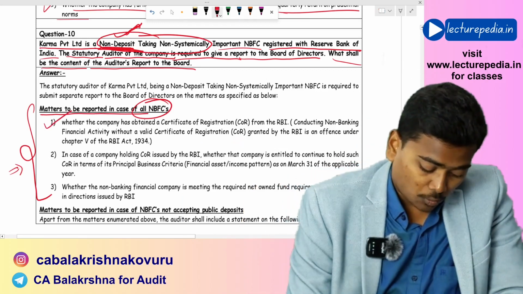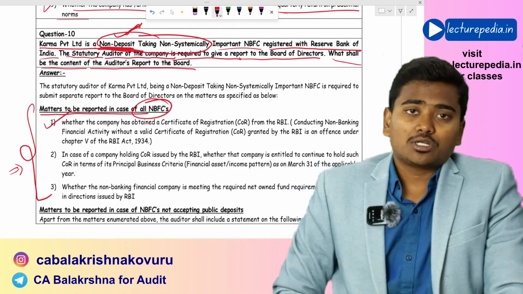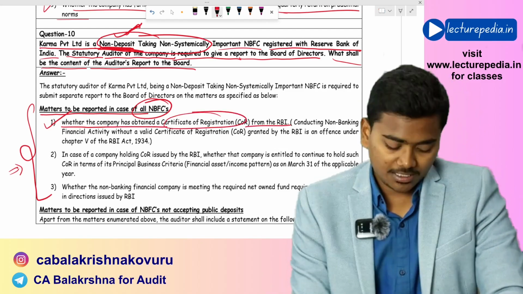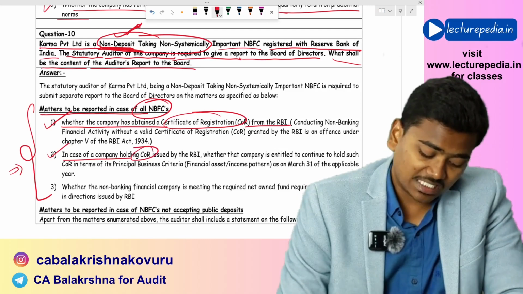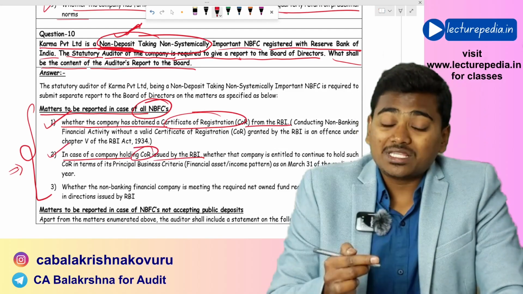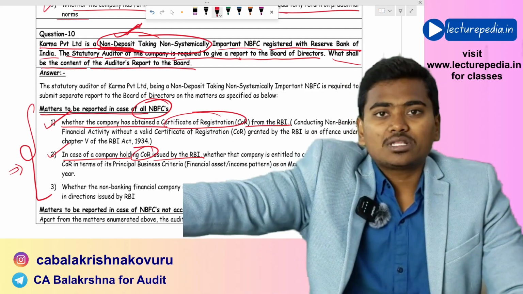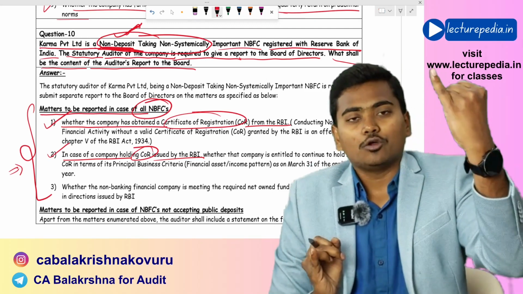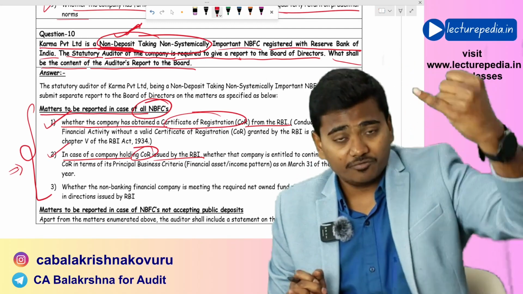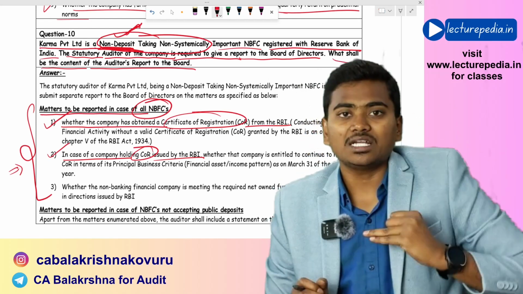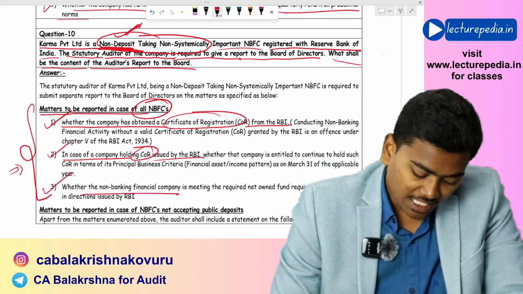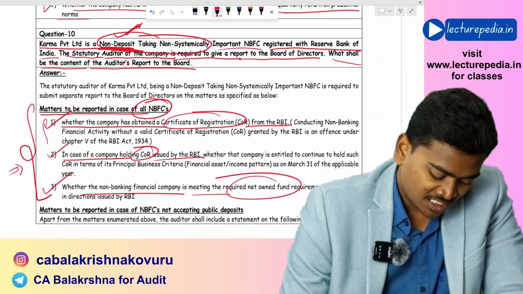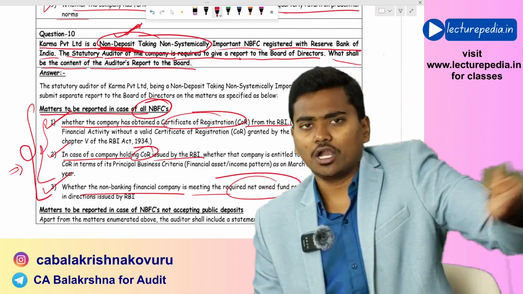Now, what are the matters that have to be reported by the auditor? Whether the company has obtained a certificate of registration from RBI, and in case of a company holding a certificate of registration issued by RBI, whether it is eligible to continue to hold that certificate of registration. The eligibility should also be checked. First of all, whether the certificate of registration is being held, if being held, whether it is eligible to hold that certificate of registration, and whether the NBFC is meeting the required net owned fund requirements criteria. These 3 points have to be reported in case of all NBFCs.